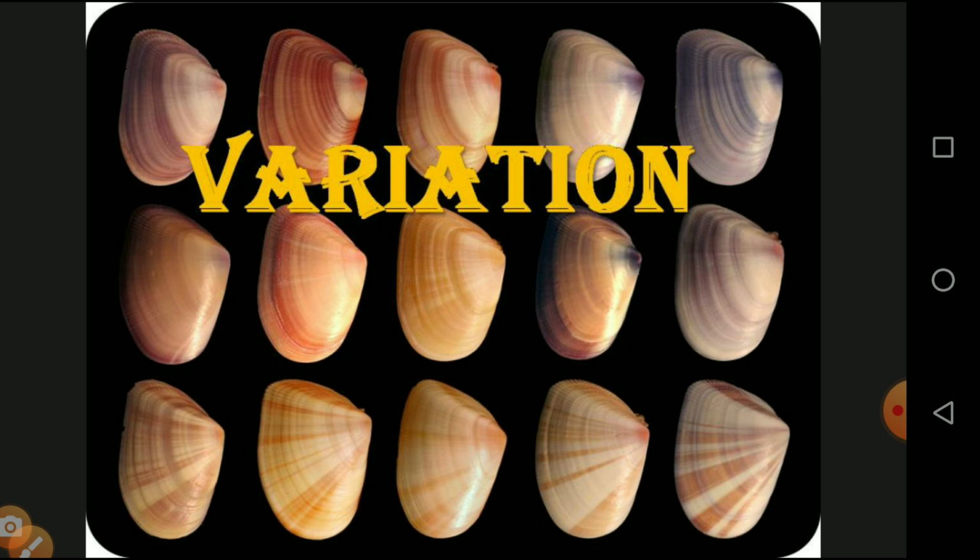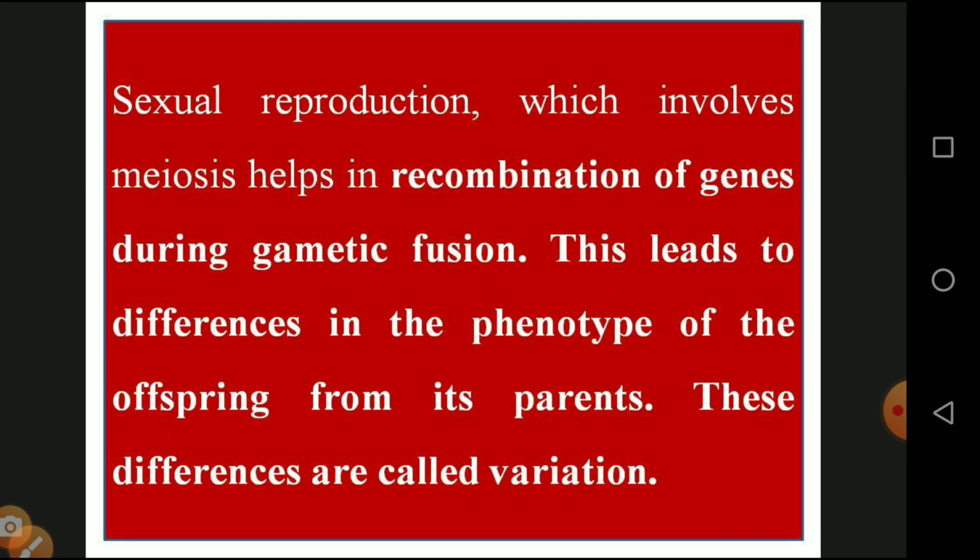Come on friends, let's enter into the textual content. Sexual reproduction, which involves meiosis, helps in the recombination of genes during gamete fusion. There are two types of cell division: mitosis and meiosis. Meiosis cell division takes place in the gonads during the time of gamete fusion. Gamete fusion means fusion of the male and female gamete.